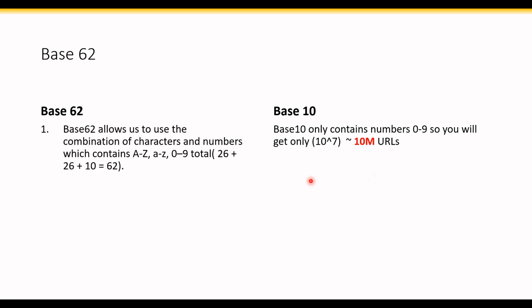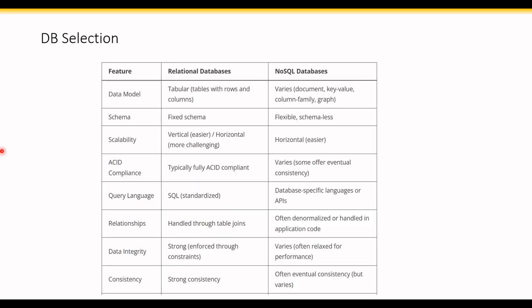Base 62 contains the upper and lower case alphabets A to Z as well as 0 to 9. In that way it can help us generate a tiny URL of 7 characters, which is close to 3500 billion URLs. This capacity is more than enough for the next 100 years for us to maintain the tiny URLs.